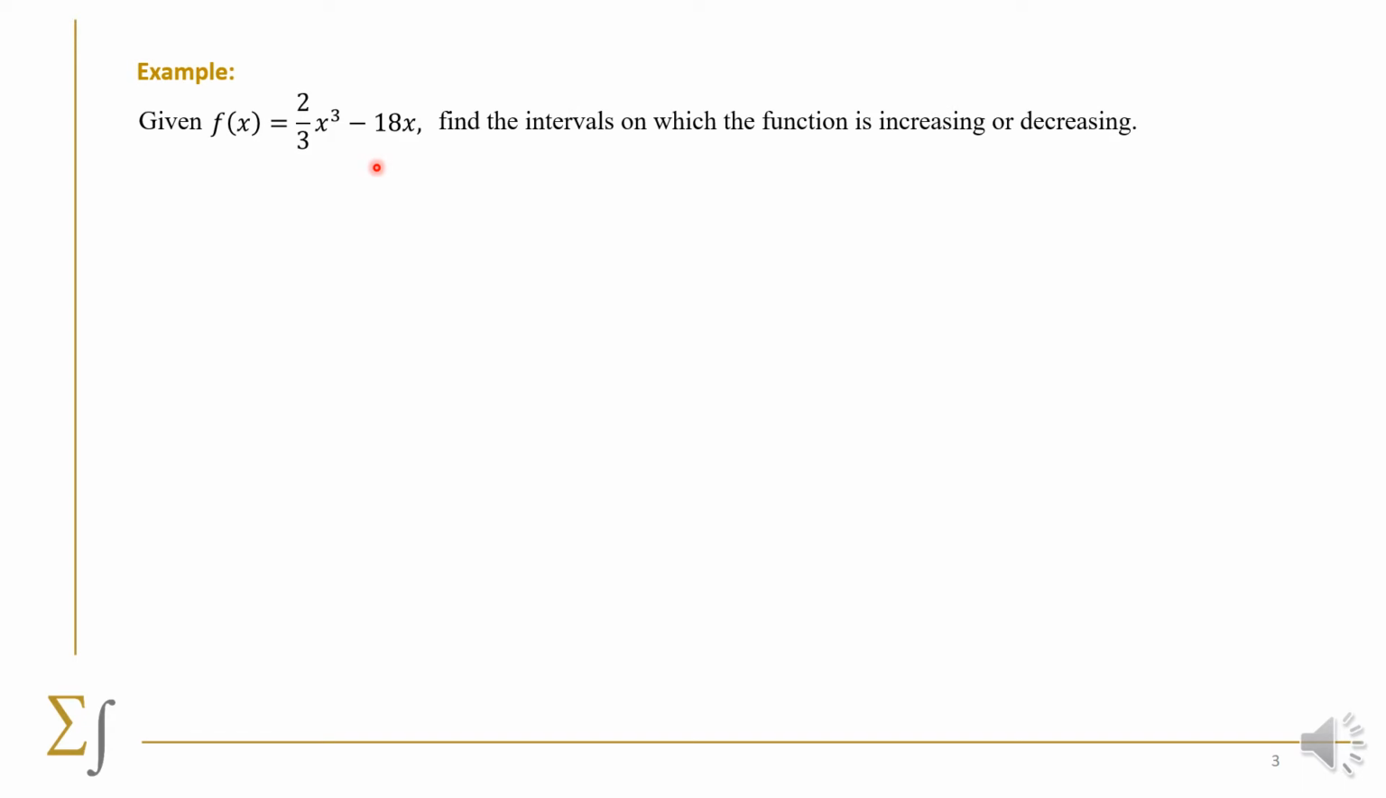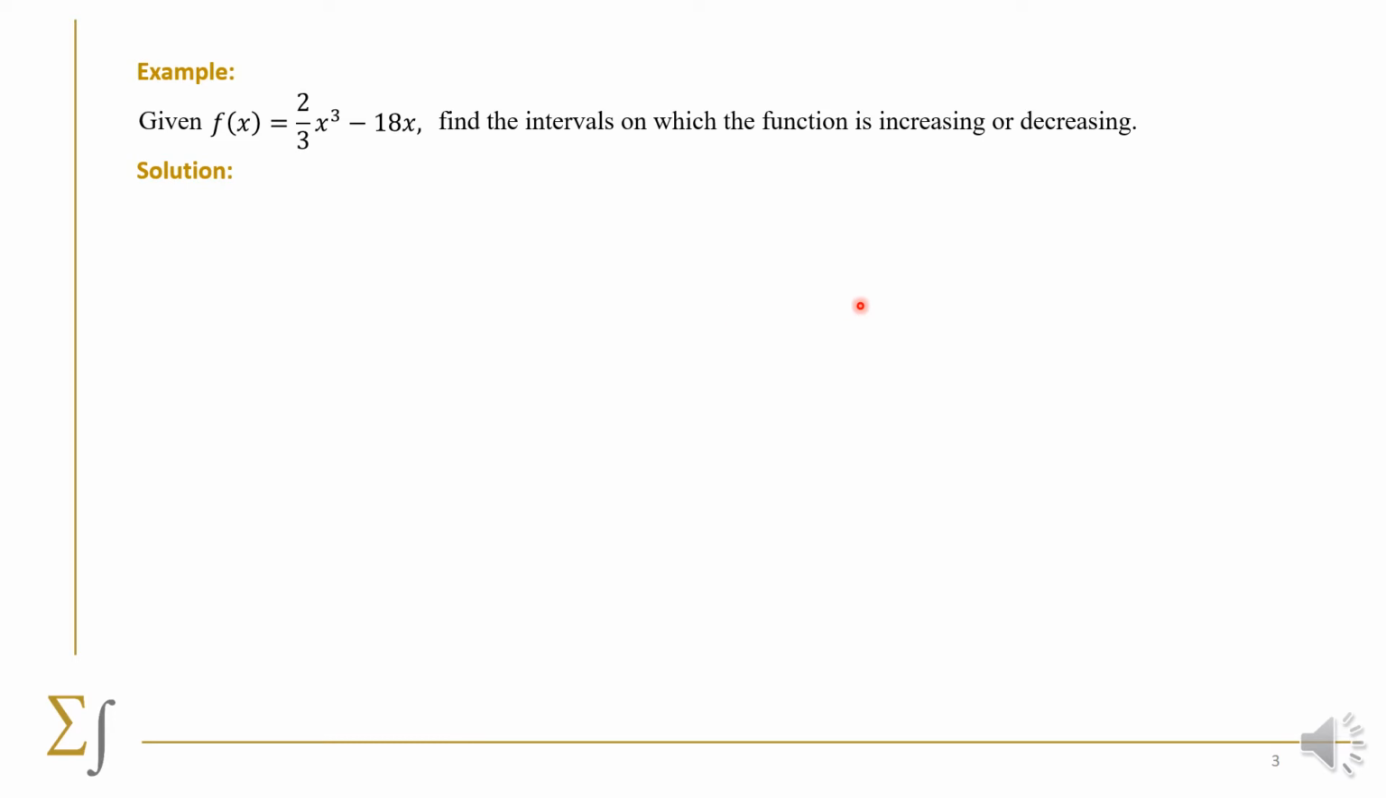Let's see this example on increasing and decreasing functions on an interval a, b. We are given a function f of x is equal to 2 over 3 x cubed minus 18x, and we are asked to find the intervals on which the function is increasing or decreasing. Of course, we need to start with the first derivative and compare it to 0. Wherever the first derivative is positive, we call the function increasing on that interval, and wherever the first derivative is negative, we call the function decreasing on that interval.